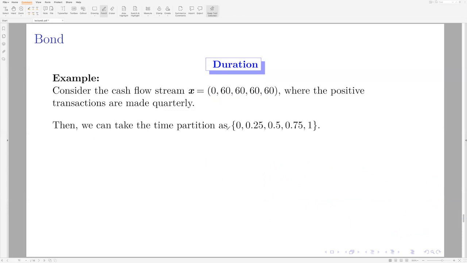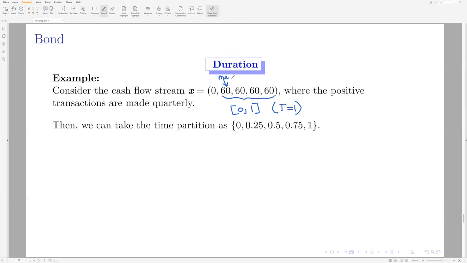Therefore, the partition can be taken like this. Note that quarterly means you have only 4 entries. Therefore, your interval is 0 to 1. It means T is equal to 1. And each transaction is quarterly. Therefore, the first one is happening after 25% of your entire period. Therefore, it is 0.25. In terms of month, it is 3 months.